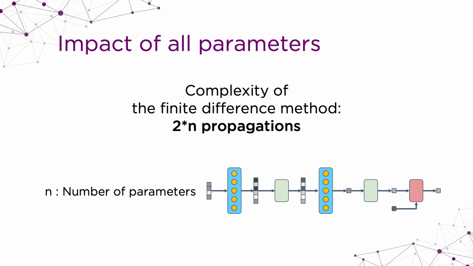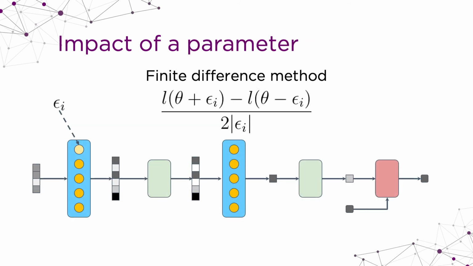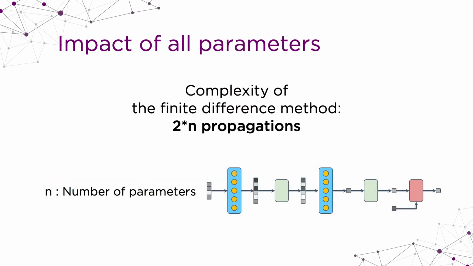So if I have n parameters, for finite difference, I need 2 forward passes. I need 1 forward where I will take the image, I will change the parameters here, I will propagate forward, retrieve the loss, then I will do the same thing but by increasing by epsilon_i instead of removing epsilon_i. So there are 2 forwards in my model, and I must do it for each parameter.